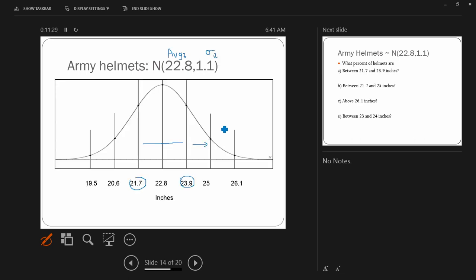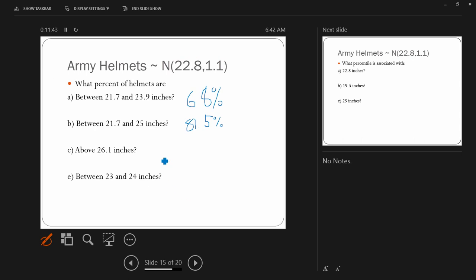Above 26.1 inches. So here's 26.1. What's everything from here up? So if we recall, that's actually going to be associated with 0.15%. Very, very few people would have a head this big. So 0.15%, not 15%, 0.15%. Very, very few people would have a head more than 26.1 inches.